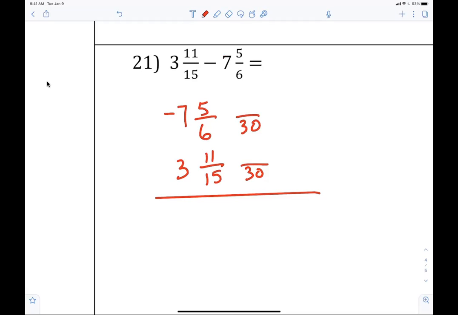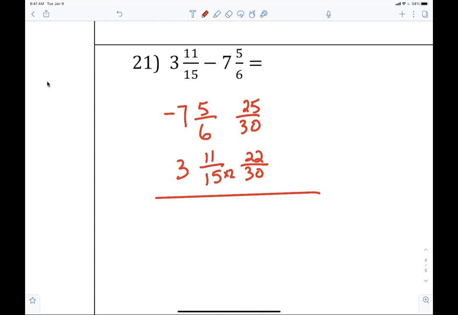All right, so the first numerator is going to be 25. The second one's going to be 22. Look how easy that is. Does everybody agree? That's simple. Tell me, how would you get 11? 22, because I multiplied 15 times 2 to get it to 30.